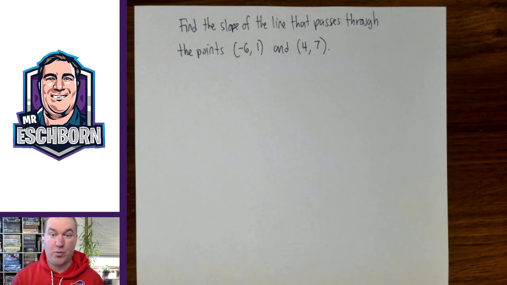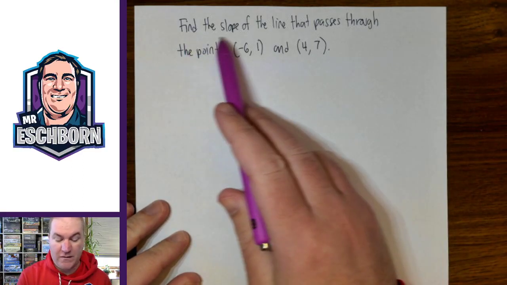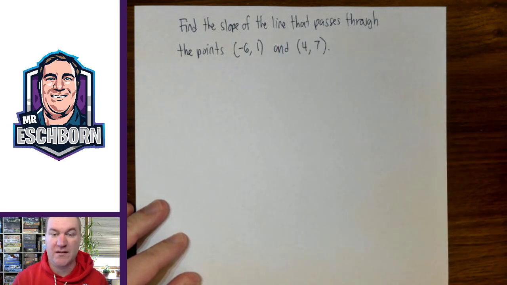Finding the slope from points. Find the slope of the line that passes through the points (-6, 1) and (4, 7).